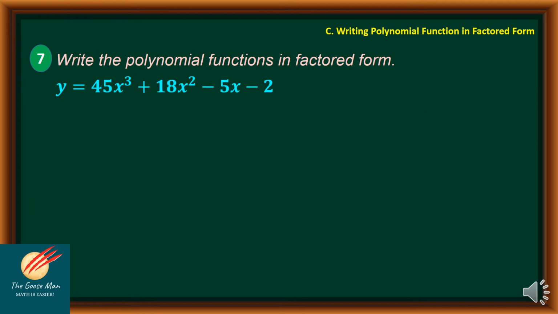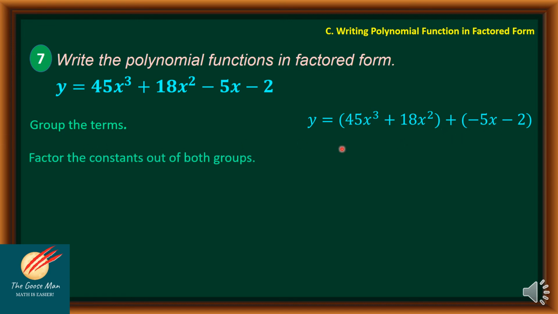Let's have another example. Write the polynomial y is equal to 45x cubed plus 18x squared minus 5x minus 2 in factored form. So again, we will group the terms. So we have 45x cubed plus 18x squared plus the negative 5x minus 2. Again, the common factor between 45x cubed plus 18x squared is actually 9x squared. 45x cubed divided by 9x squared will give us 5x. And 18x squared divided by 9x squared is 2.